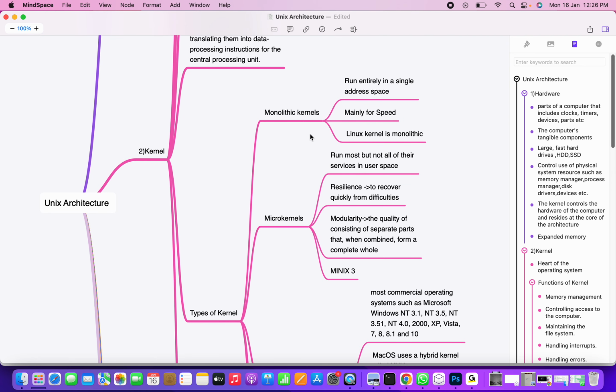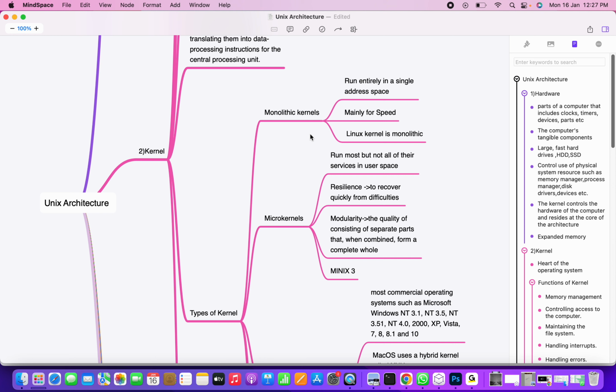So what are monolithic kernels? They run entirely in a single address space, mainly for speed. Whenever we require more performance, we should use the monolithic kernel. The Linux kernel is monolithic. Microkernels run most but not all of their services in the user space.